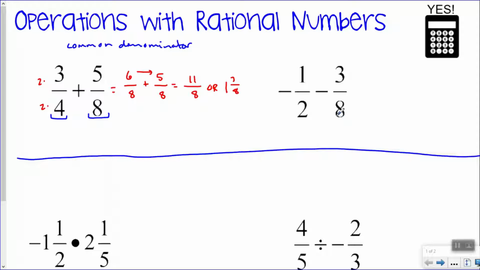This works the same when you have subtraction. So go ahead and pause the video, see if you can find a common denominator, and then do the subtraction for this problem. Then select the correct answer in Edpuzzle.